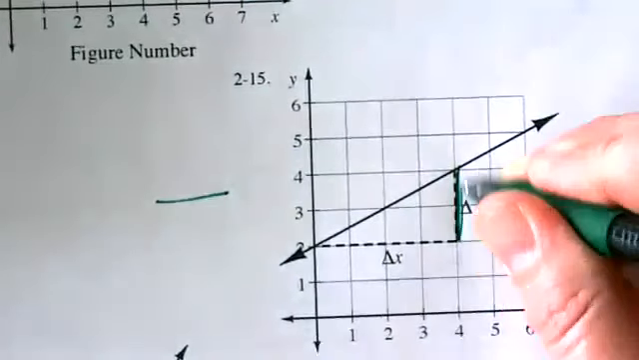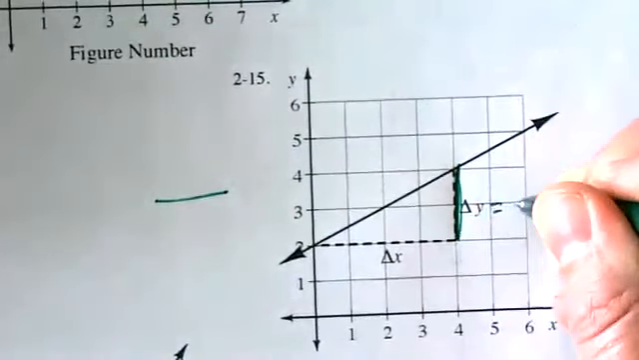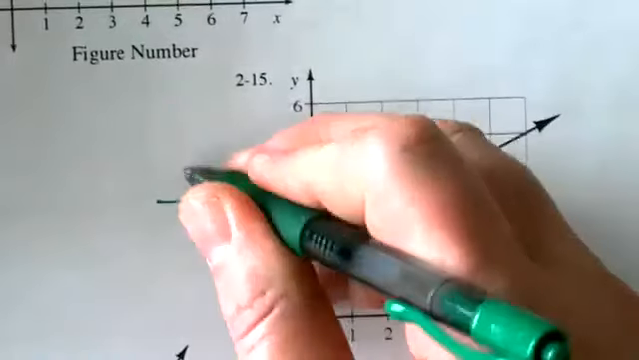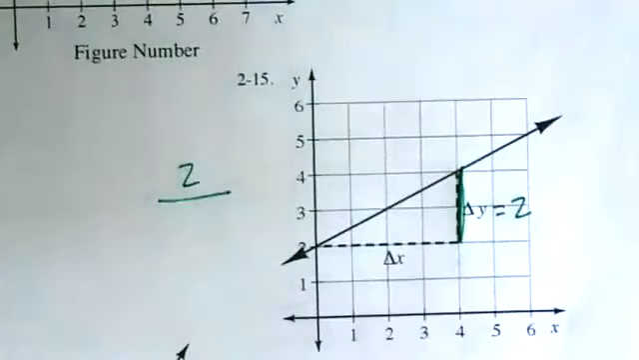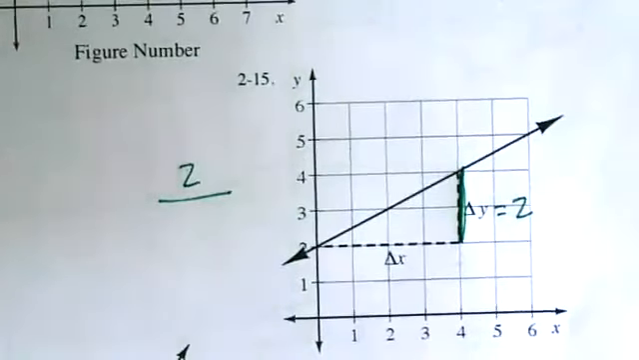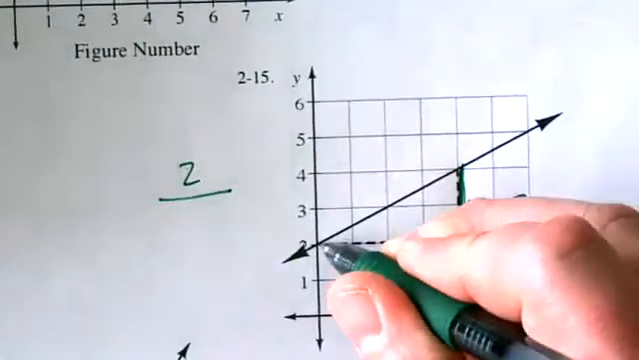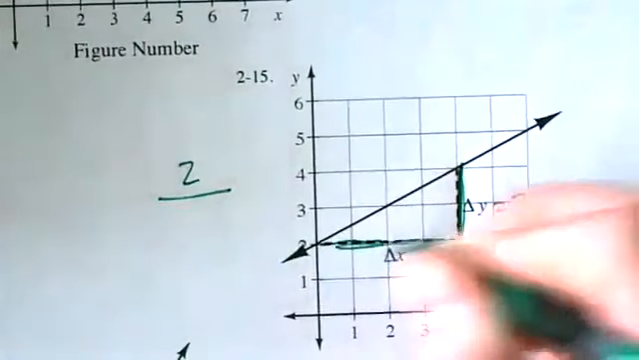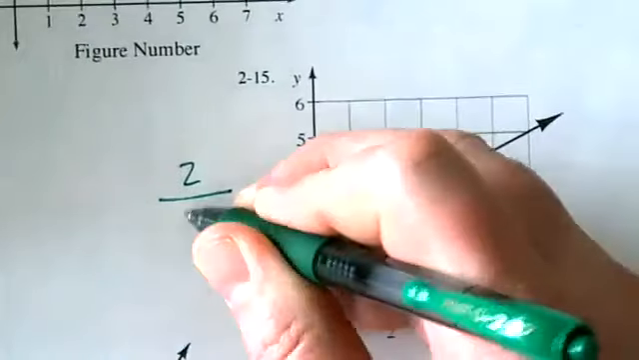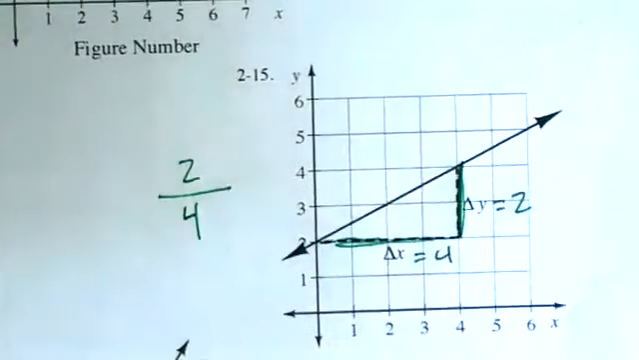So remember the y value is going up and down, so my change in y is 2. So I'll put that on top of my fraction. And what about my change in x? How far am I changing in the x? 1, 2, 3, 4. So change in x is 4. So 2 over 4 for my slope.